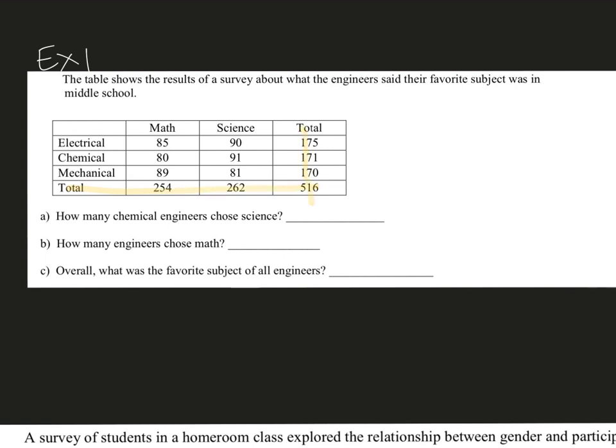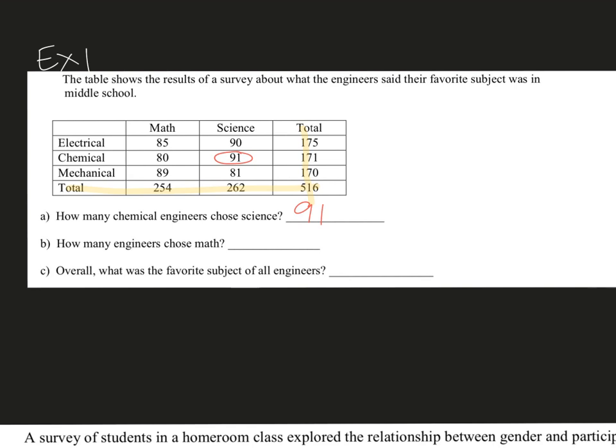Okay, so what we are going to do is answer the questions. It just wants to know how many chemical engineers chose science. So this is just seeing, do you know how to read the data off of the graph? So we look under the chemical engineers row, and then we go to the column of science, and we see that 91 chose science. If you want to pause the video, you can pause and then try to answer the other questions. That's probably going to be the best way to do these. So if you want to pause and then figure out how many engineers chose math, that would be a good idea.